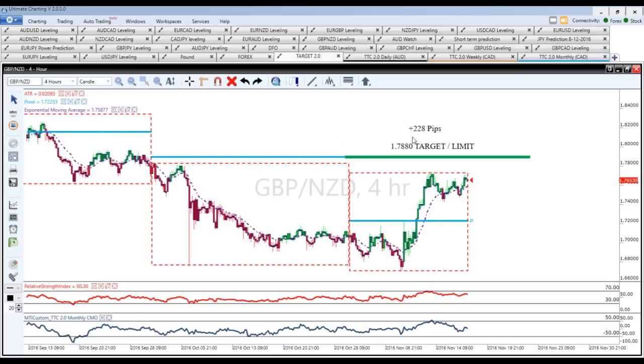There's a very low percentage chance that this market's going to touch 1.7880 without falling down. Why do I say that? Do you see how the blue line is U-turning bearish right now? You see how the blue line's U-turning bearish down here? That lets us know that the bears are starting to take control, momentum's going down.